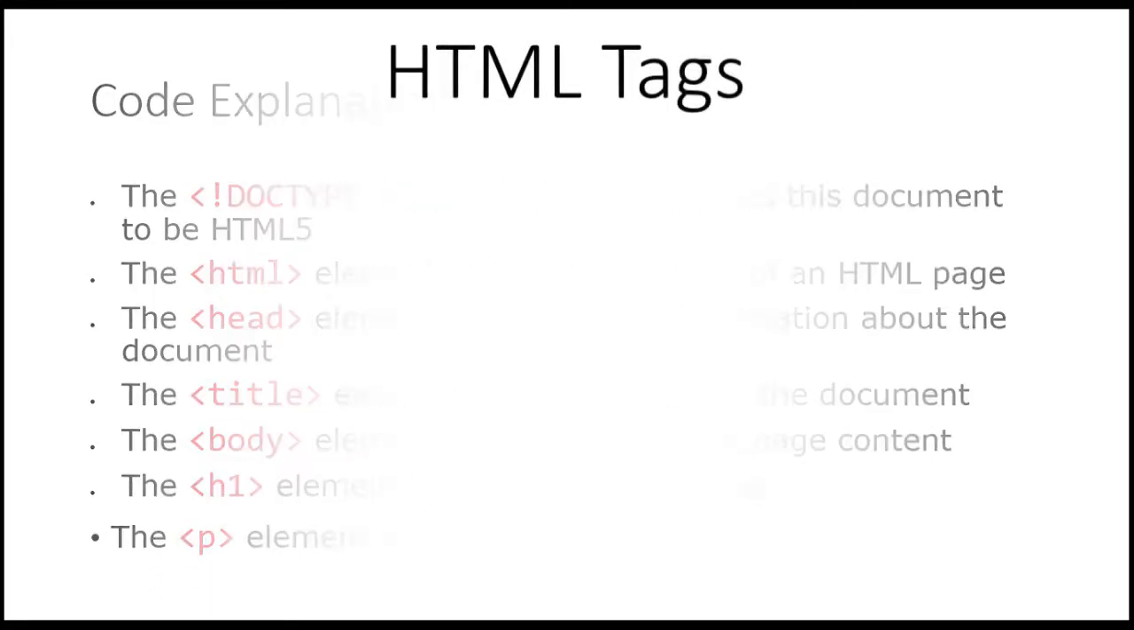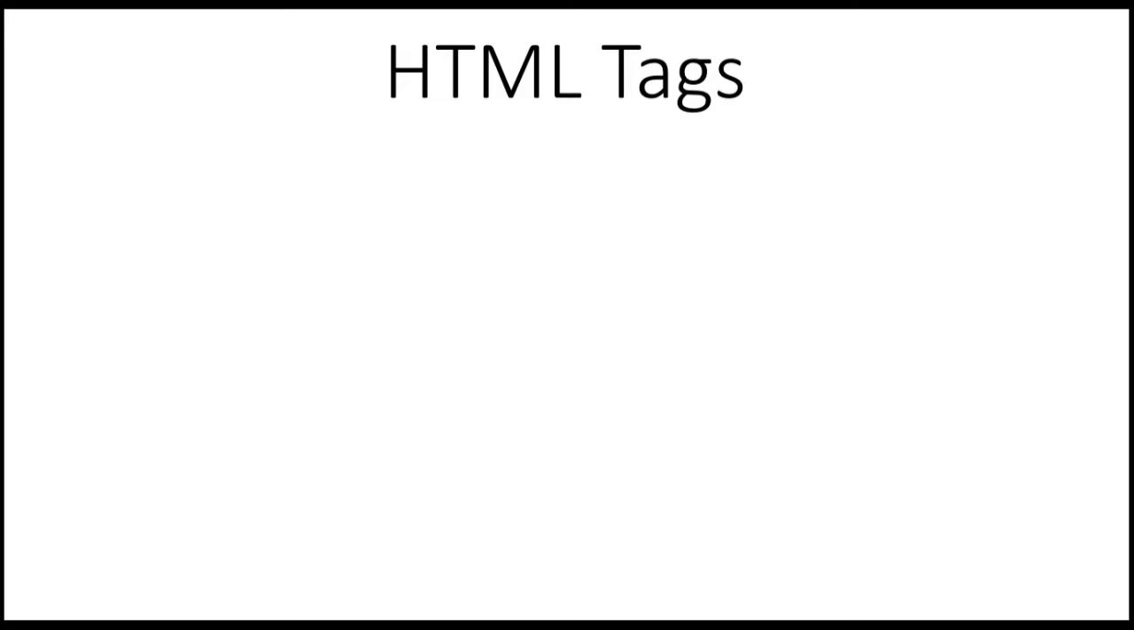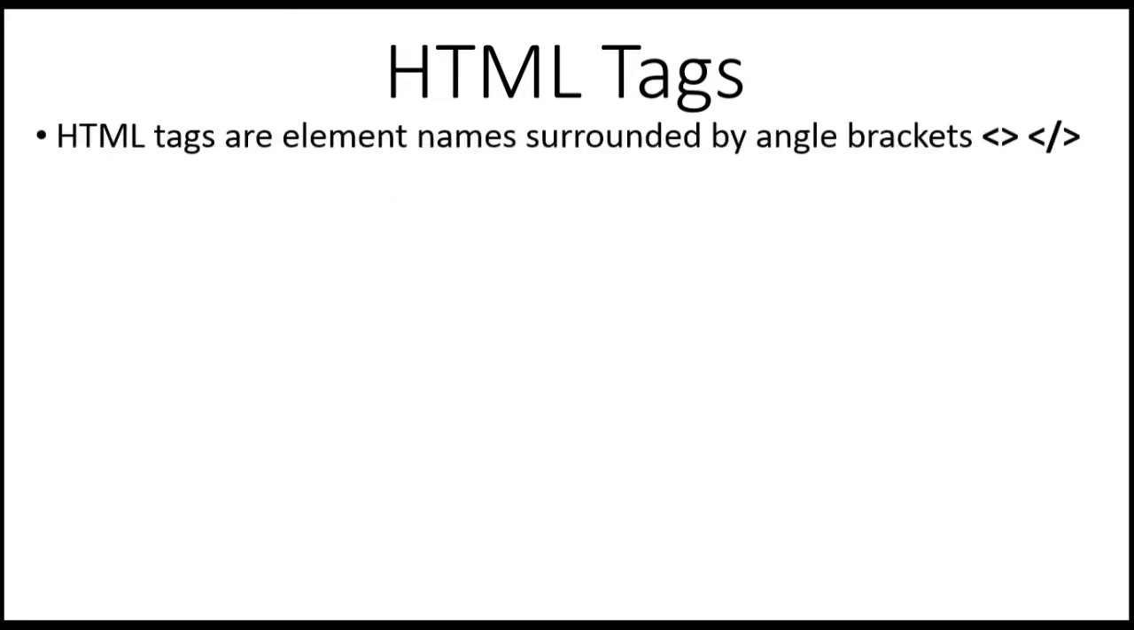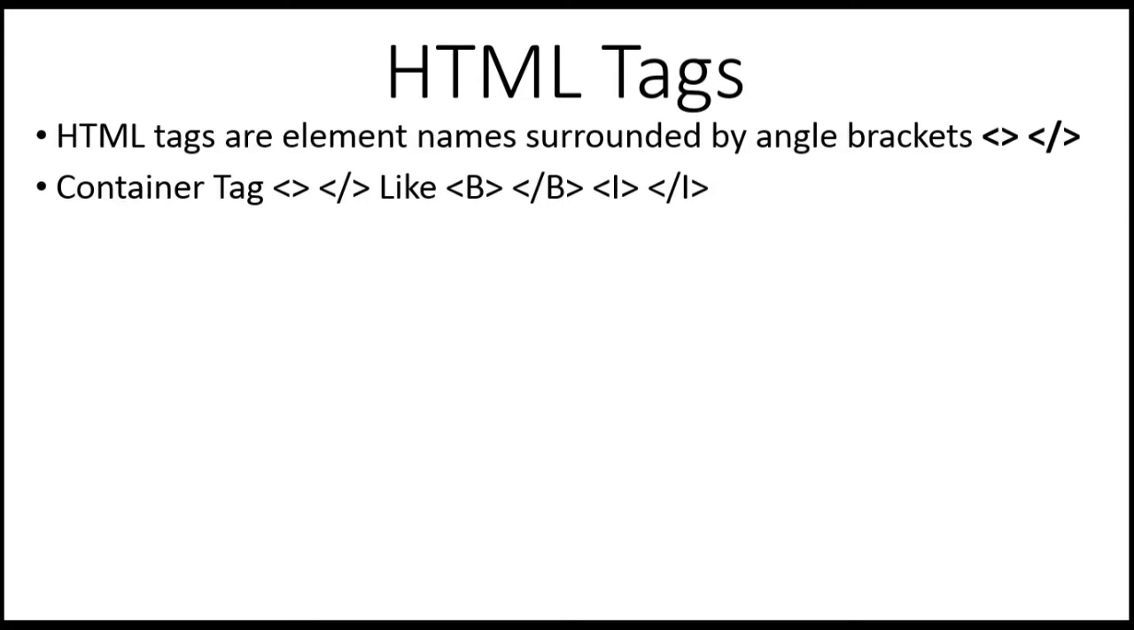So, here we do have some HTML tags. HTML tags are element names surrounded by angle brackets, and we need to close them. So, there are two kinds of tags. One is called empty tags and the other is called container tags. Those are the container tags, we need to close them. Those are the empty tags, we don't need to close them.